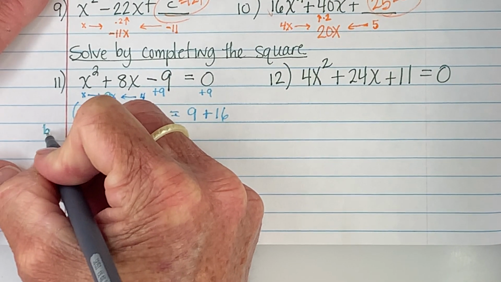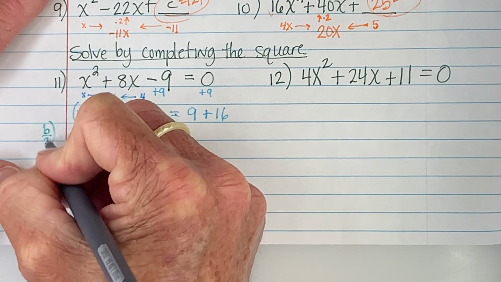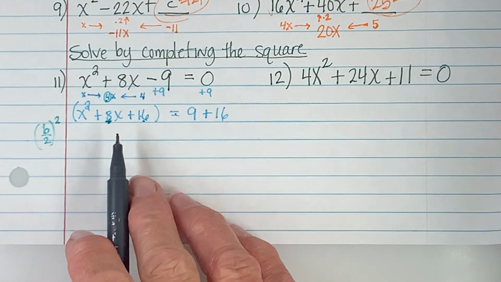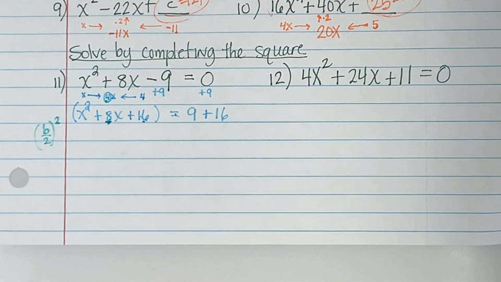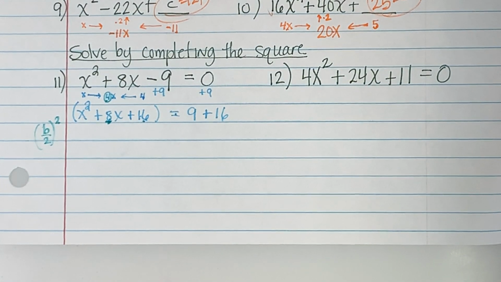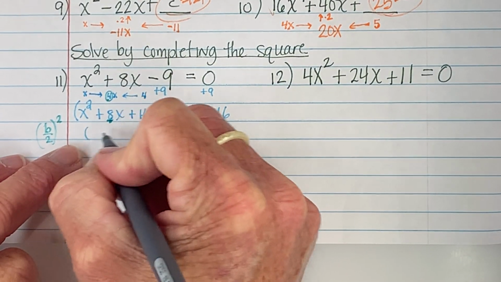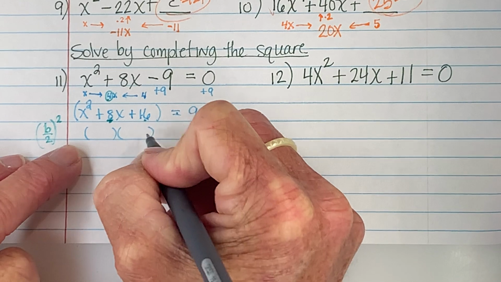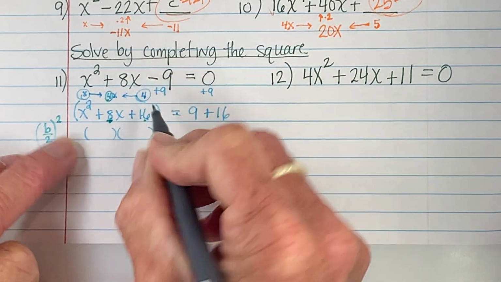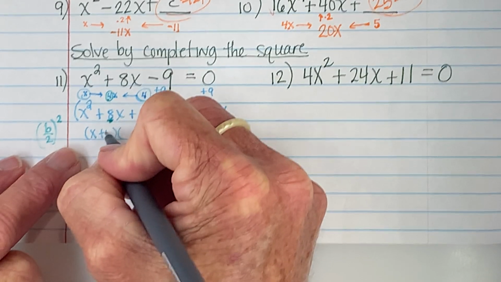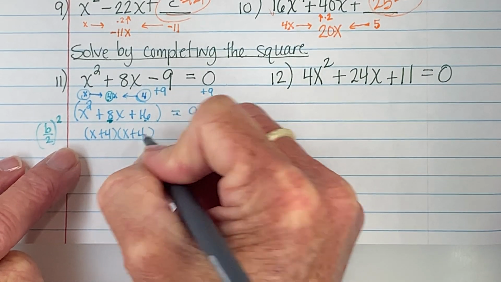You took the b value, you cut it in half, and you squared it. That's where the 16 came from. Half of 8 is 4, 4 squared is 16. All right, I know this is a perfect square trinomial. I know it's going to factor into the same exact two binomials, and these are the two terms that will be in my binomial, an x plus 4 and an x plus 4.